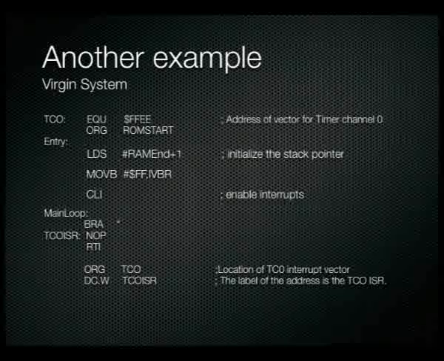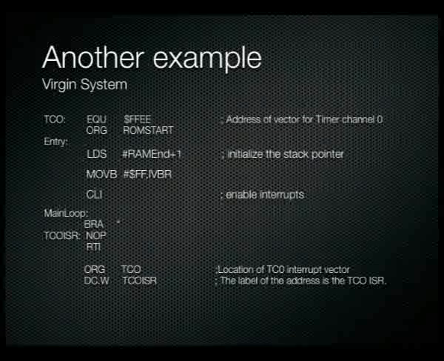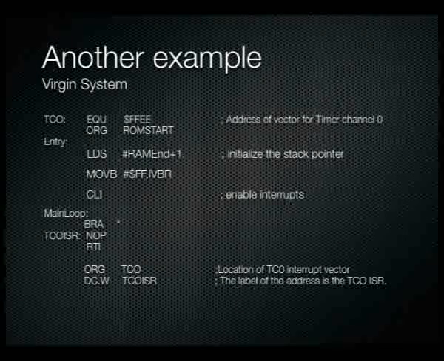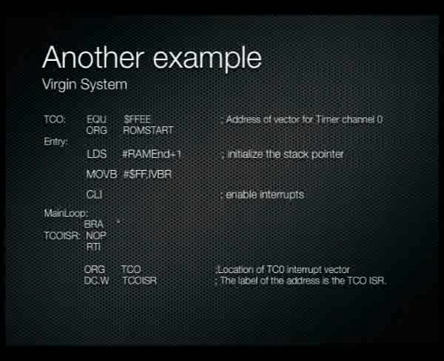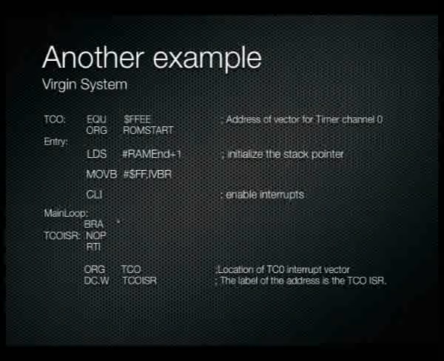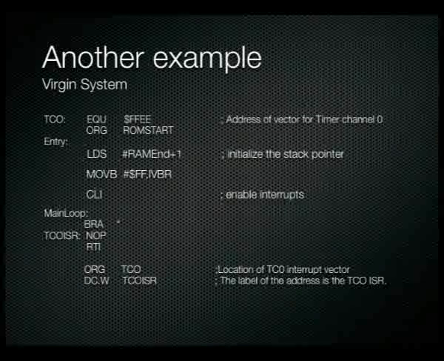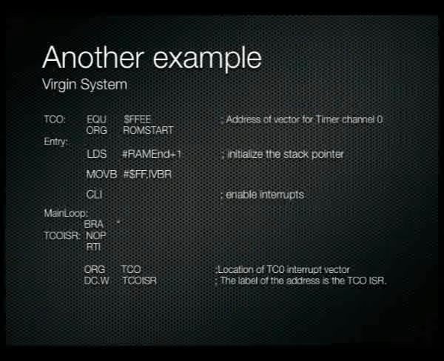I've moved the value of FF because, as the name says under the another example heading, it's a virgin system, which means it doesn't actually have a monitor. Therefore, we have the vector table located at FF00 to FFFF. But because we have a system with a serial monitor in there and we don't actually have access to that last part of our memory map, it's going to be different for our systems when we actually write our interrupt vector table.